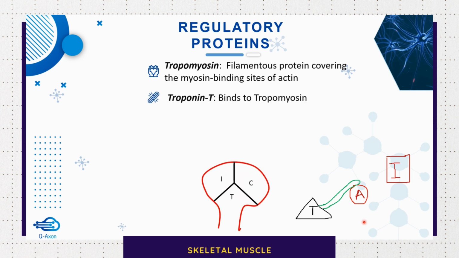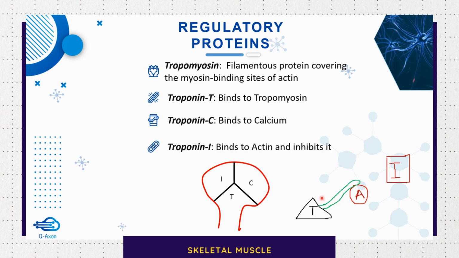The other regulatory protein is troponin, which is made up of three subunits: troponin T, troponin C, and troponin I. Now, troponin T, as you can see, is bound to tropomyosin. So the function of troponin T is to ensure that the tropomyosin is covering the binding site of actin. When there is muscle contraction, the same troponin T becomes activated and removes the tropomyosin from the actin molecule. Troponin C binds to calcium during muscle contraction. So when a muscle has to contract, calcium is released and that binds to troponin C.